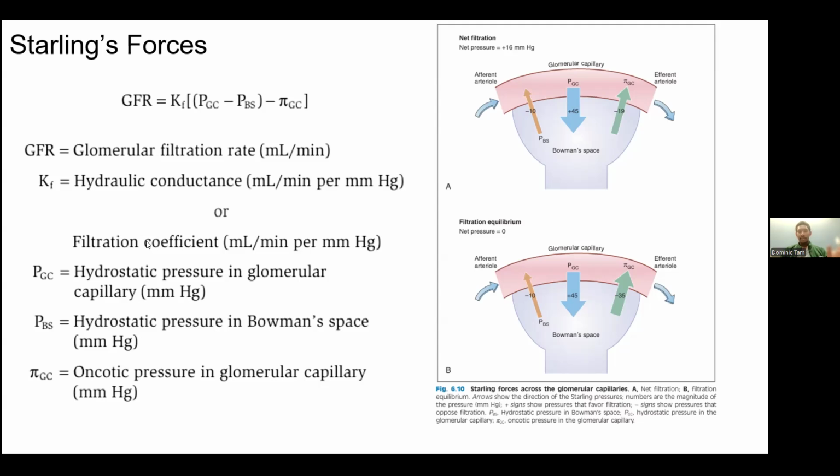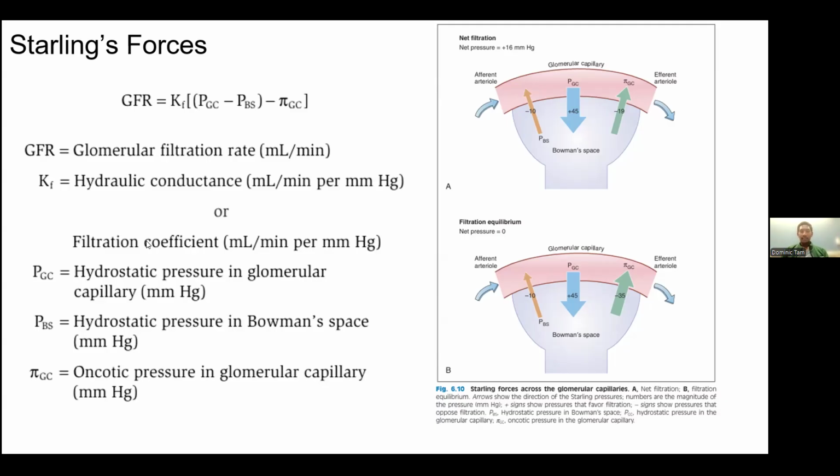We have to note that the filtration coefficient for glomerular capillaries is actually more than 100 times greater than for systemic capillaries because of the combination of a higher surface area as well as the higher intrinsic water permeability of the barrier, right? And that translates into more fluid can be filtered from glomerular capillaries compared to other capillaries, right?